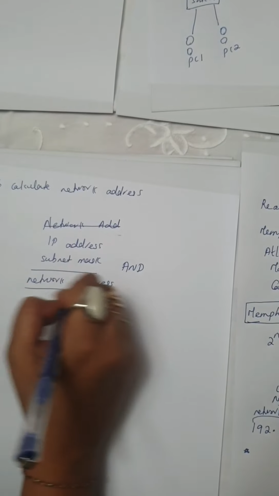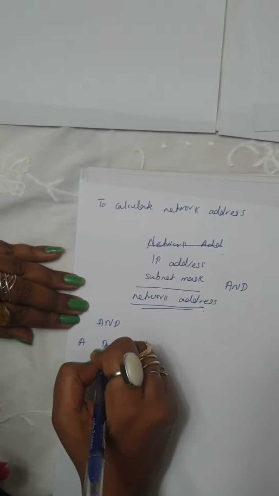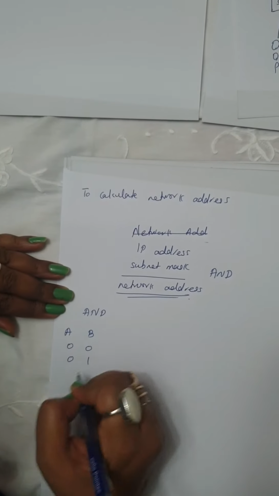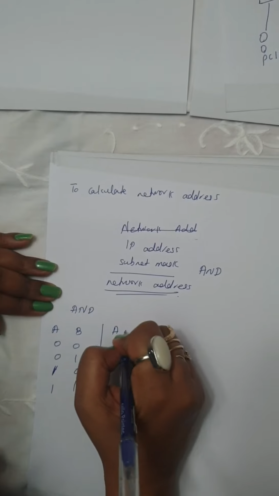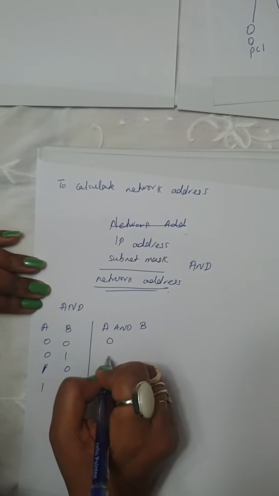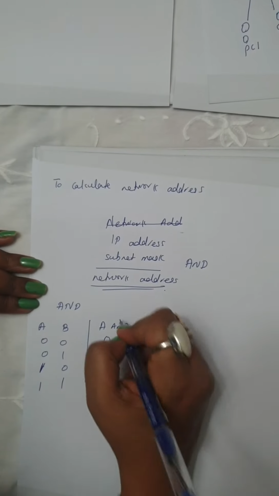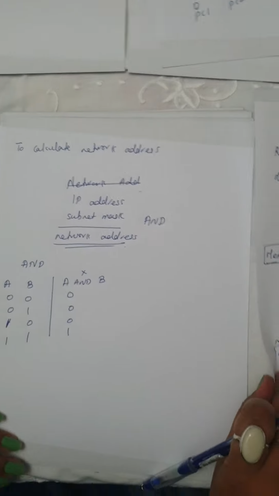So let me remind you of something. When you do the AND operation, A, B, let's say this is 0, 0, 1, 1, and 0, 1, 0, 1. So A and B becomes 0, 0, 0, 1. AND means multiply. Okay, so now we're going to do it for this one.